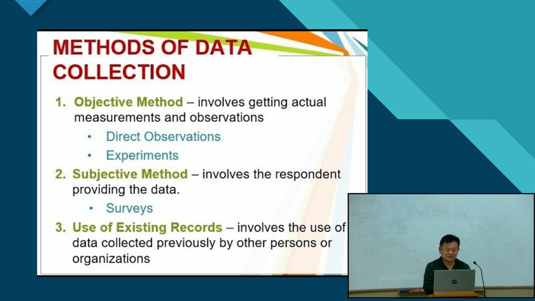And the third method of data collection is use of existing record. It involves the use of data collected previously by another person or organization, formal research, and then already existing record. This is the method of data collection.